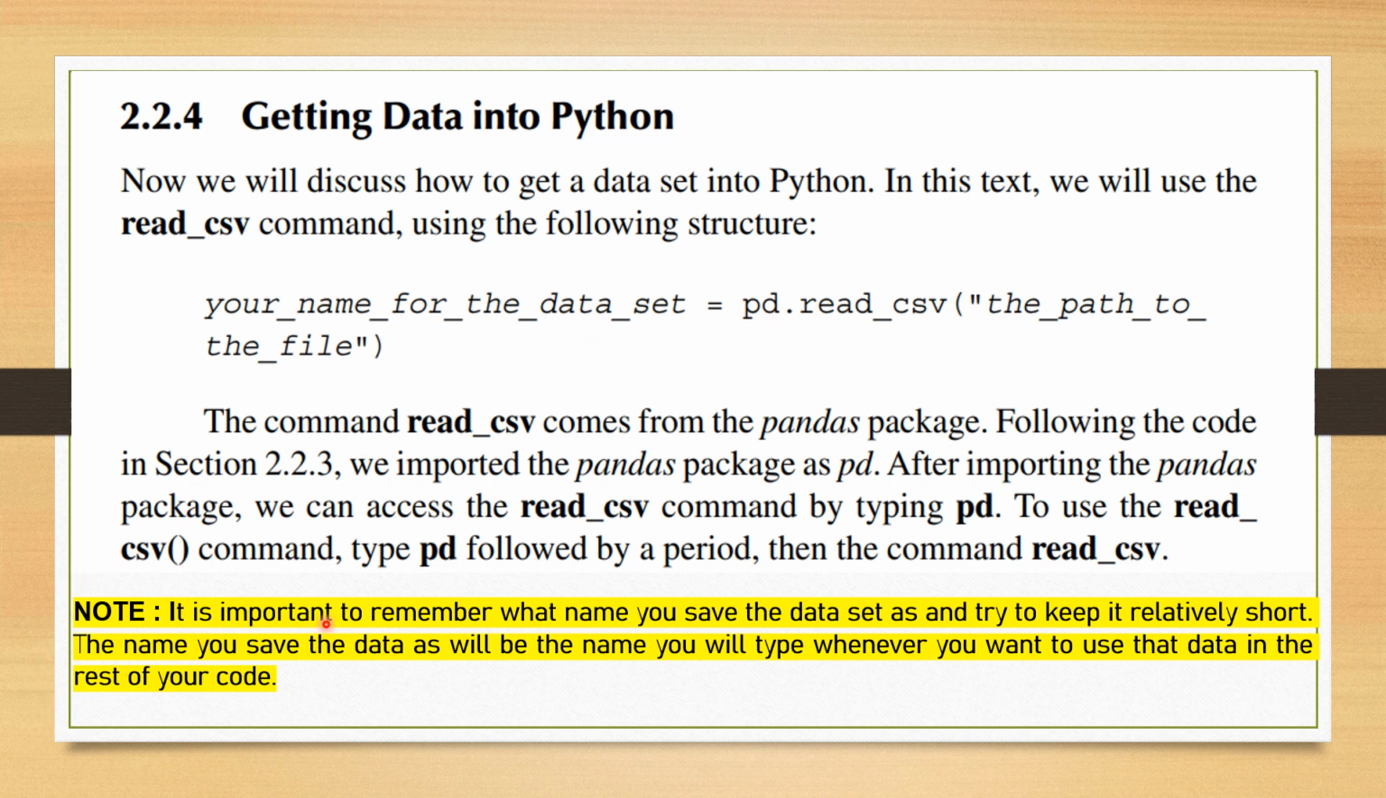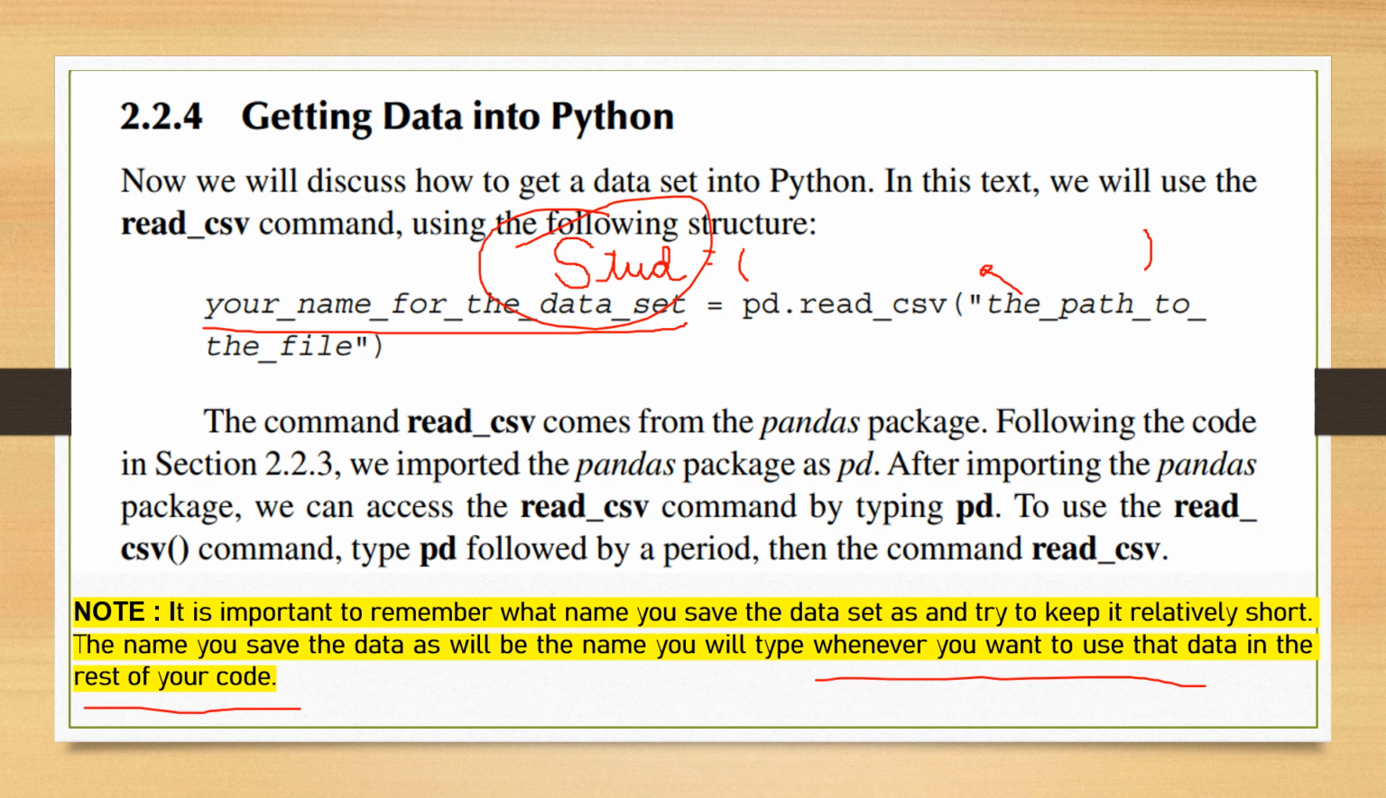And a note, it is important to remember what name you save the dataset as and try to keep it relatively short, because you are going to use it again and again. So I can keep it s or stud. If my dataset is named students.csv, it should be similar to what the actual file is, just for better understandability. Whenever you use it, you need to use it by this name, so you'll have to remember it and keep it short.